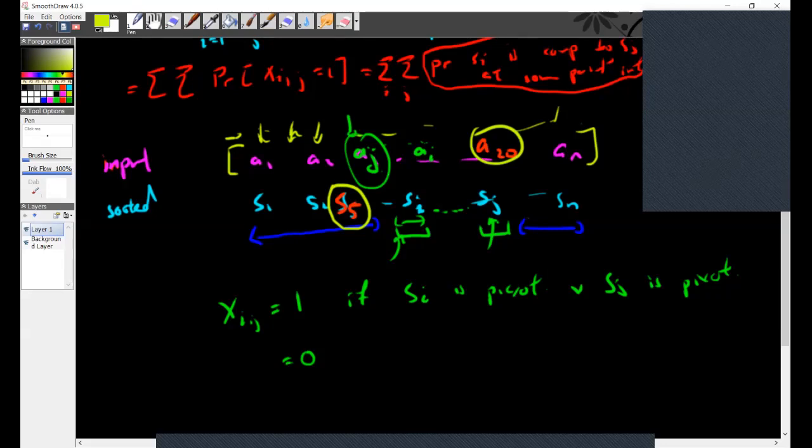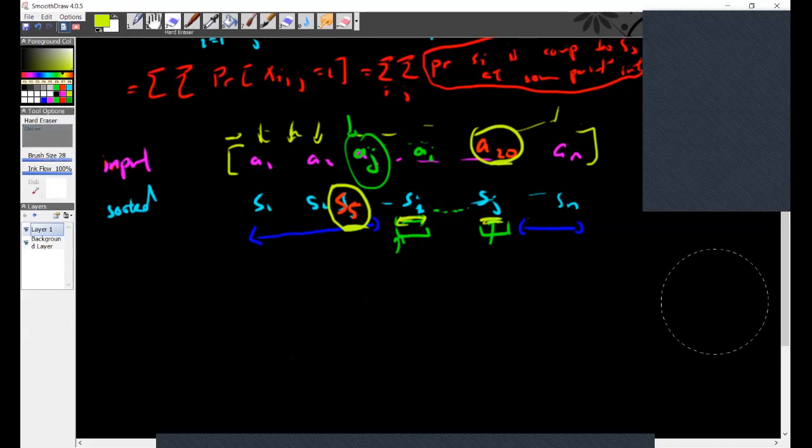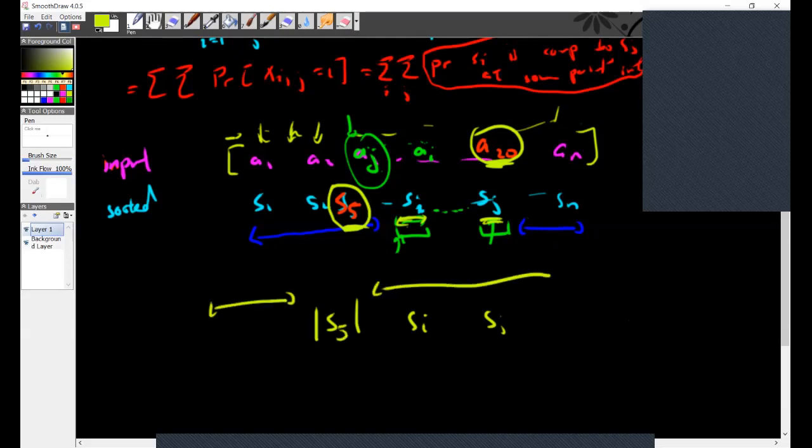Okay, what should the input array look like after this? We know that A20 in its sorted position is to the left of both SI and SJ, right? So after partitioning, wait, I need space, let me clear this out. We know that after partitioning, had I picked A20, which is the same as saying had I picked S5 to partition, I know that sure, S5 will be compared to I and J. That's not the question that I want answered, right? The point is that SI and SJ are still going to be sitting on the right side of the partition, right? So then a quicksort will be called here and a quicksort will be called here, right?